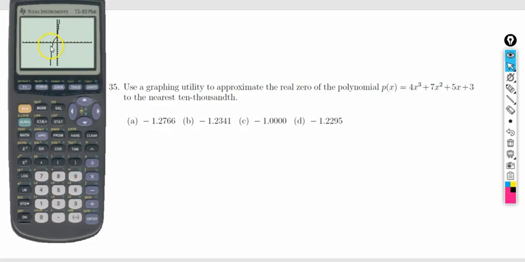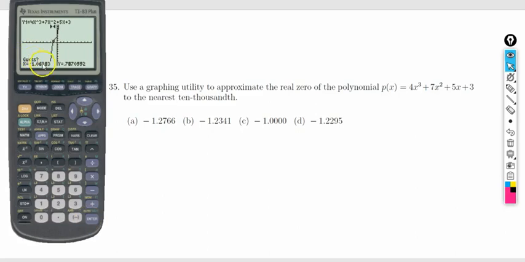Okay, so it looks to be close to -1. All of those look to be close to -1. So I'm going to do second and the trace button, and I'm going to scroll down here to 0 and press enter, and it wants a left bound. So this flashing ball, I can only use left or right scroll. I'm going to scroll it till it's just to the left of where it passes through on the x-axis. Enter. Then it wants a right bound, so I'm going to use my right scroll to scroll just to the right of where it is on the graph when it intercepts the x-axis.